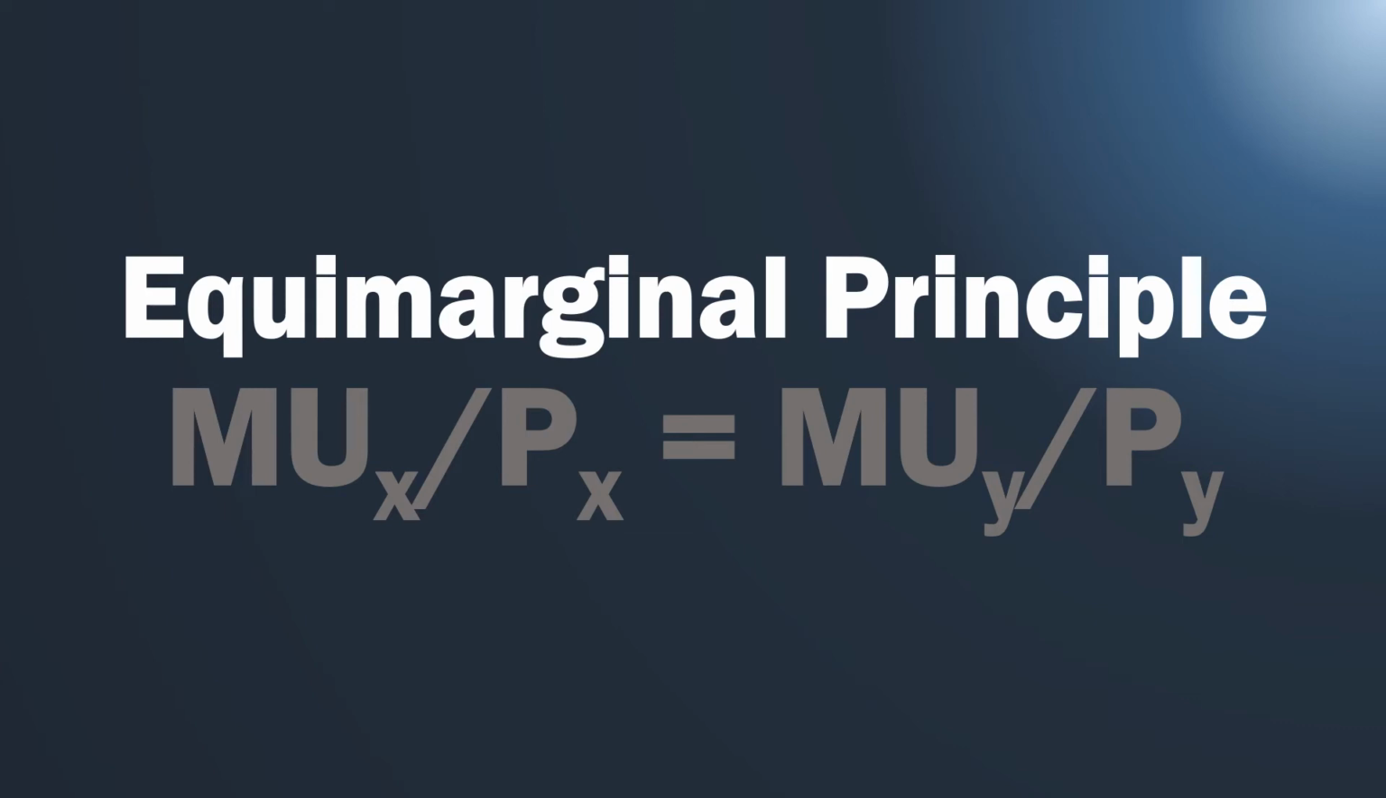So what is the equimarginal principle really saying to us? If we have the marginal utility of x over the price of x equal to the marginal utility of y over the price of y, then what we have is our marginal rates of substitution, or the slope of the indifference curve, equal to the price ratio, or the slope of the budget constraint. In other words, if we're at the equimarginal principle, we are at an optimal point on our analysis.